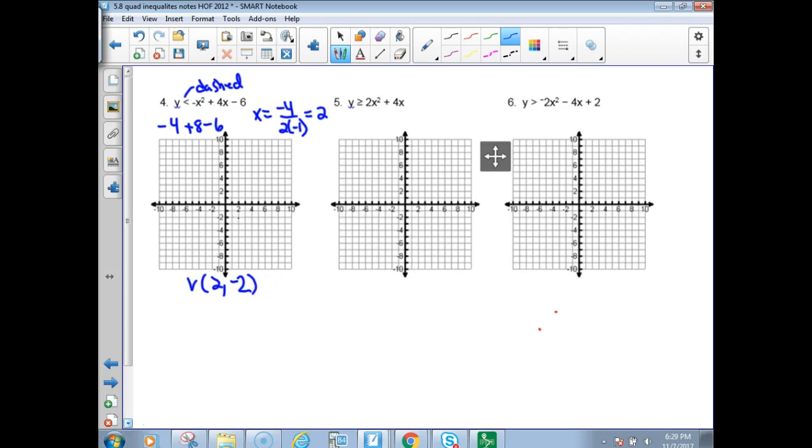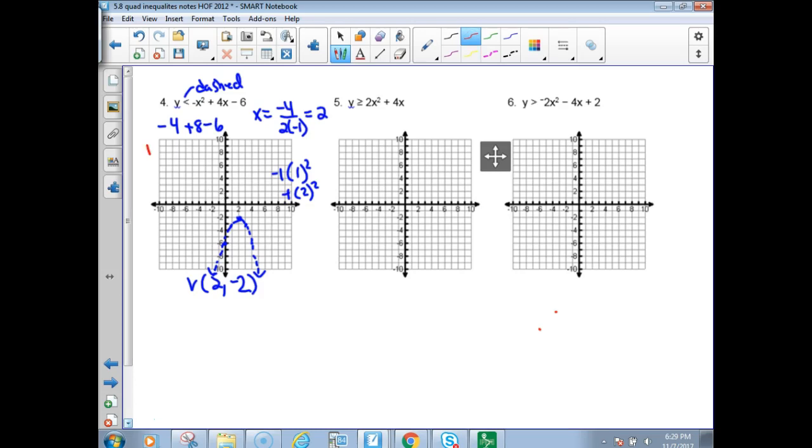Okay, so we go to 2, negative 2. Our a value, again, is negative 1. So if we're going to do the 1 squared, 2 squared method, we do negative 1 times 1 squared. That means we're going to go down 1, right 1, and down 1, left 1 from the vertex. And then negative 1 times 2 squared would be down 4 from the vertex. 1, 2, 3, 4, and right 2, and left 2. It's dashed, so we need to make sure we show a dashed parabola because it's not including the parabola. That's your boundary line. And now we get to determine where to shade.